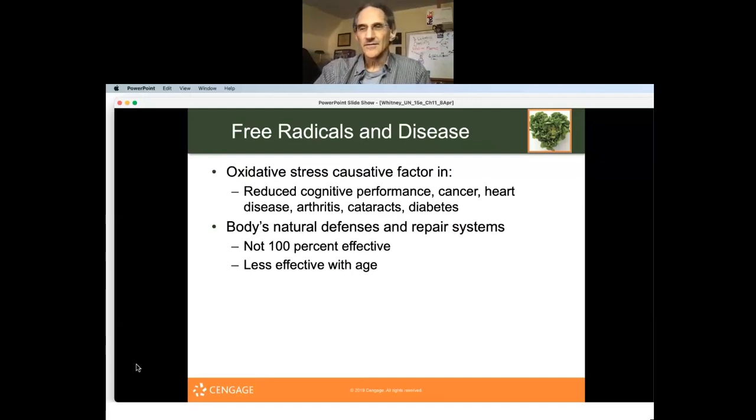Oxidative damage is causative to, or attributed to, or associated with many degenerative conditions, including reduced cognitive performance, cancer, heart disease, arthritis, cataracts, and diabetes. The body has natural defenses to repair oxidative damage, but it's not 100%. And having a sufficient amount of these antioxidants in our body is critical.